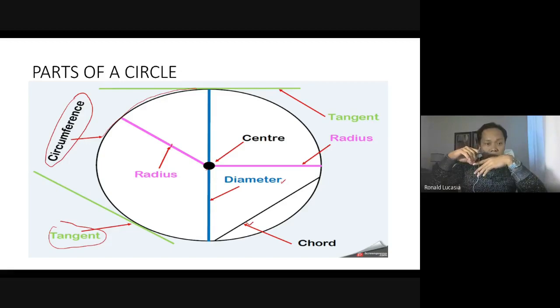Another part of the circle mentioned here is the secant line. The secant line is a line that crosses or touches the circle at two distinct points.